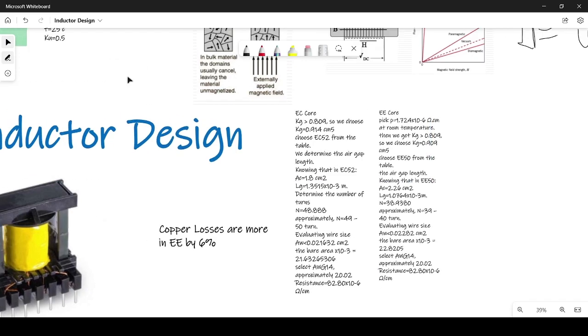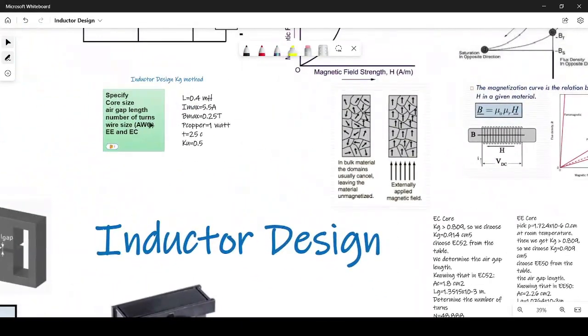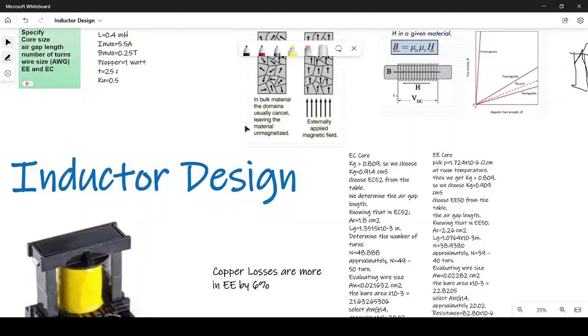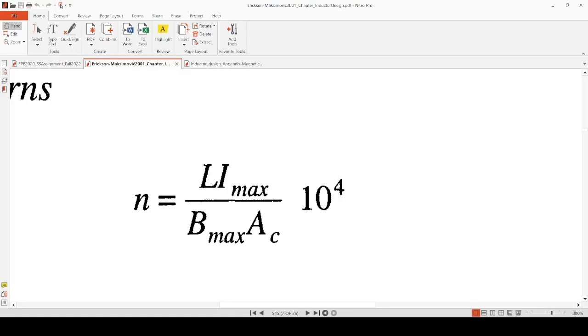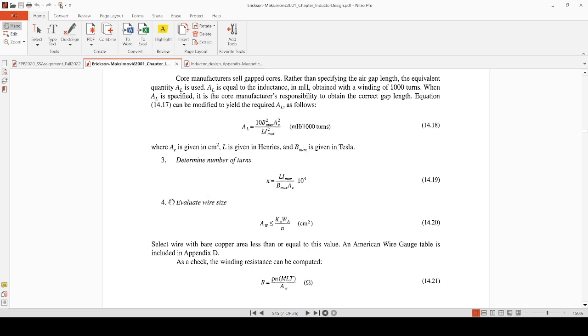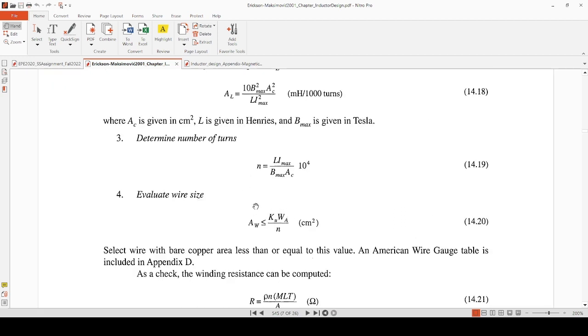Then we want to evaluate the wire size. Wire size AWG is called the American wire gauge, like an international indication or something. I don't know if it is a standard or what. Then we go to look for anything related to wires. Wire size, we have AW. It's called the bare copper area. Bare copper area, you calculate it from this formula. Look for a lower number, lower than this number.